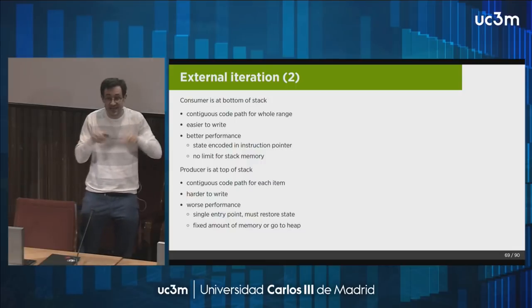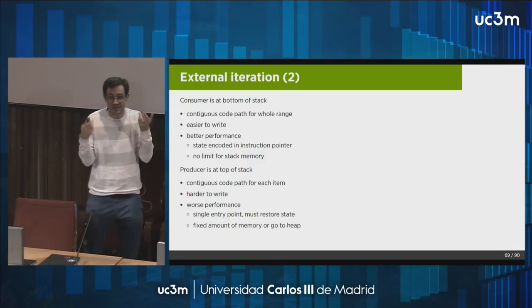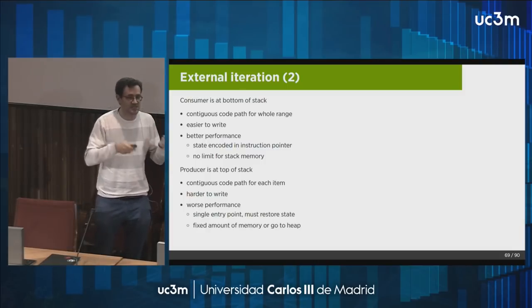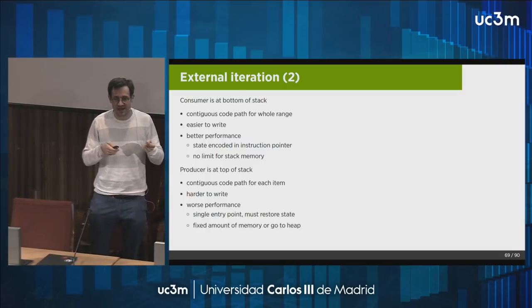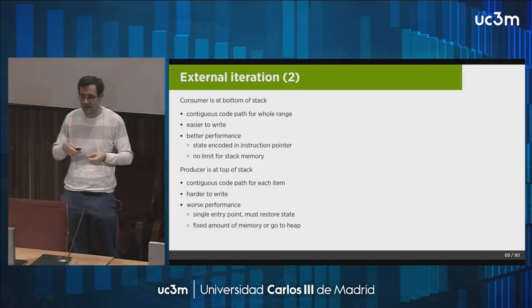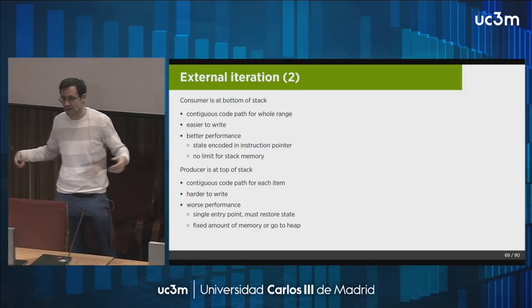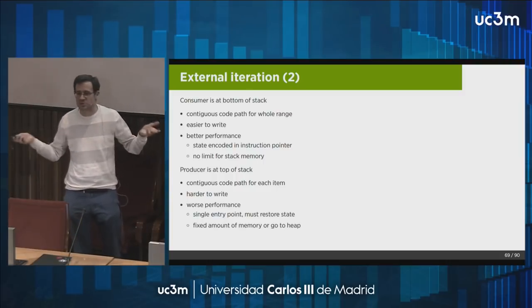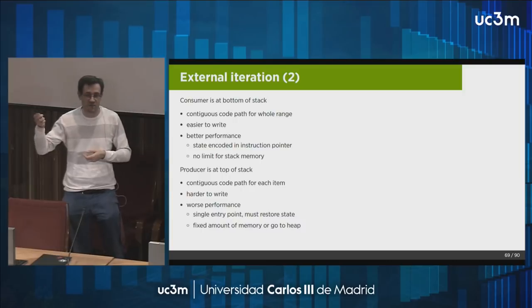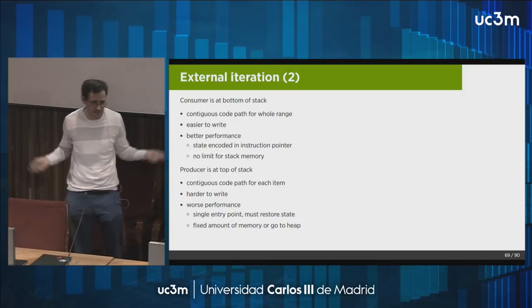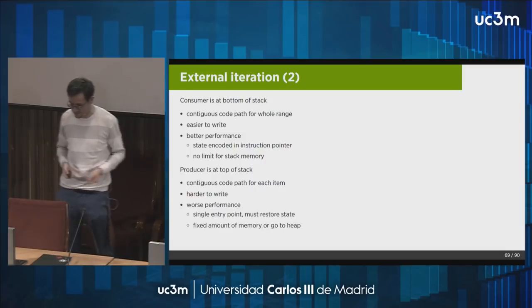And before it produces the next item, it needs to restore its state. It doesn't have the state naturally stored in the instruction pointer. And that makes iterators harder to write than if you are at the bottom of the stack, for example with a visitor pattern. Try traversing a tree as an iterator versus traversing the tree in a recursive manner as a visitor pattern. The visitor pattern is just going to be much easier and faster.